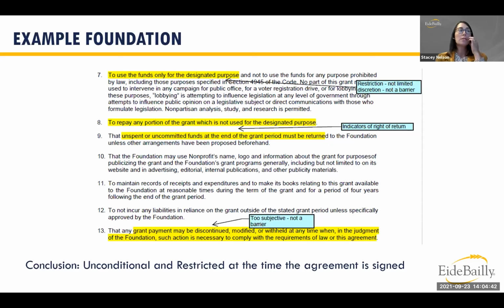So the conclusion related to this agreement is that it is unconditional. It would be restricted because it had that specific purpose under the first part of the agreement, and it would be recorded at the time the agreement is signed. The full $200,000 would be recorded at that point in time.